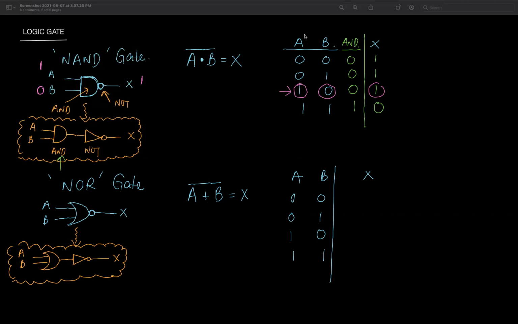First, we worked out the OR gate. 0, 0, 0, 0, 1, 1, 1, 0, 1, and 1, 1, 1. The outcome is whatever is the OR gate, I NOT it. Okay, so 1, 0, 0, 0.